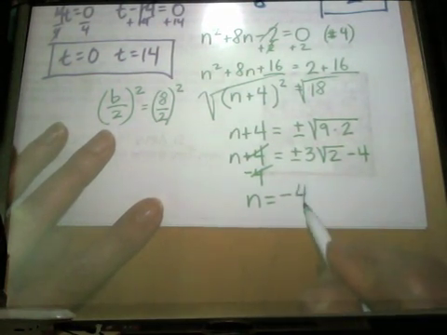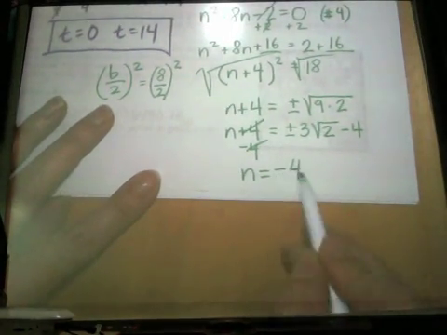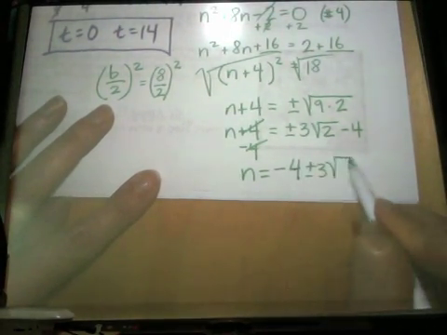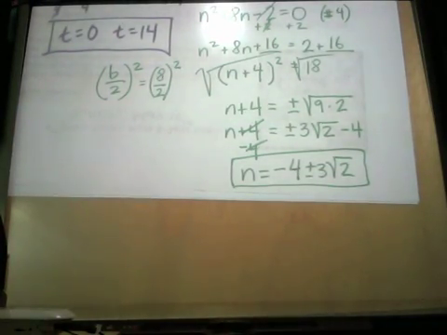I will generally, in the book, show the answers putting that whole number, that single number, first, so negative 4 plus or minus 3 root 2. This is also correct. I'll take either one of them. That's completing the square.